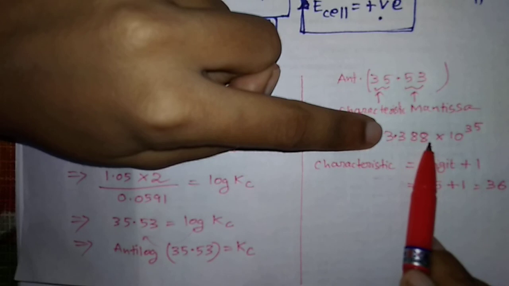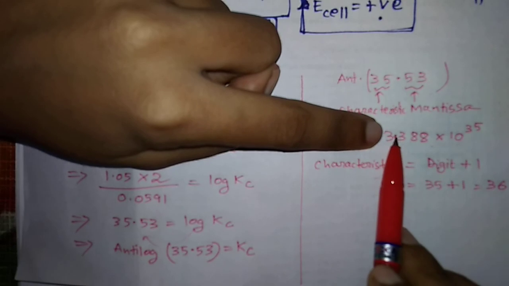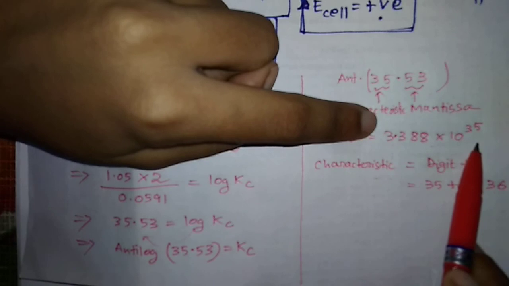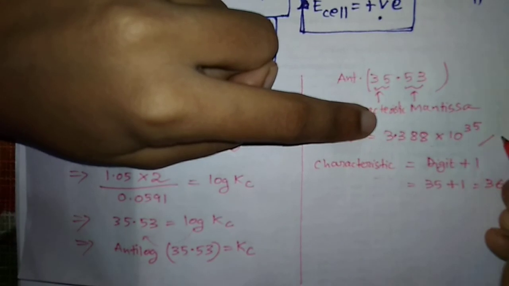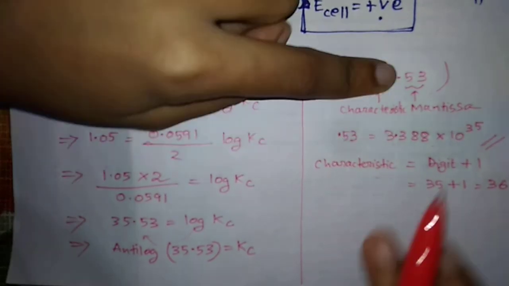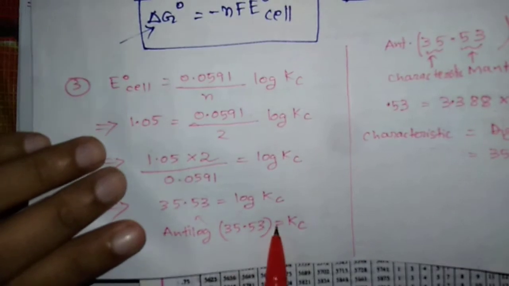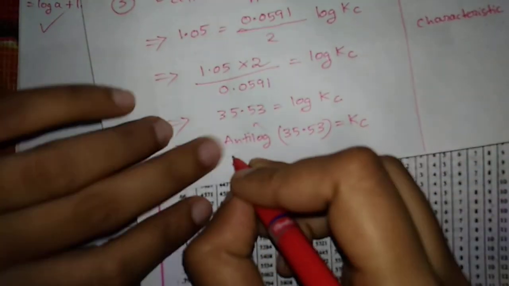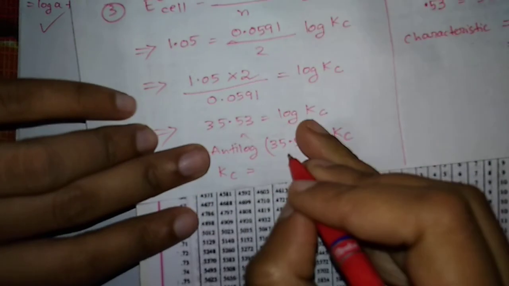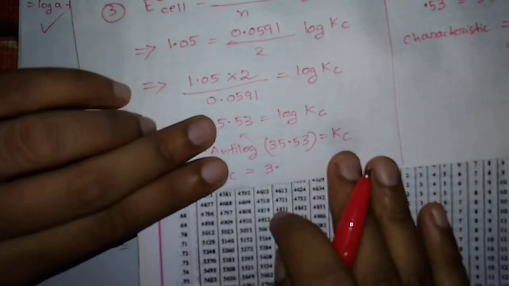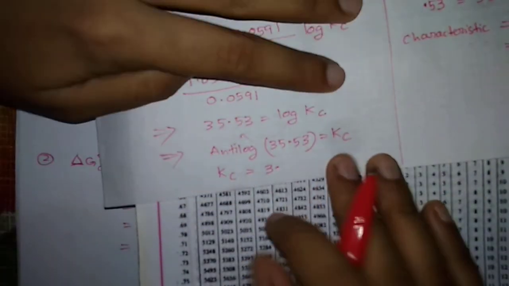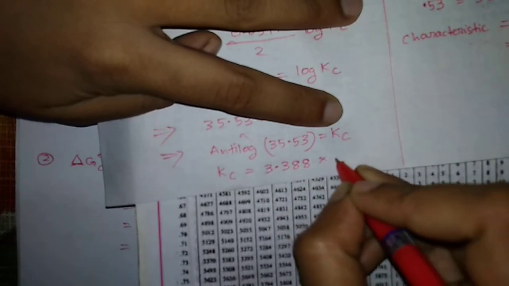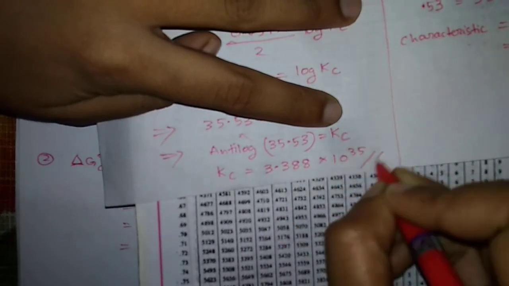Because it is not possible for us to put the decimal after 36 places, what I will do is put the decimal before 1 number and then I will put 10 to the power 35. This means the same thing. So this is the value of antilog of 35.53. Okay, so I'll show you another example for doing the antilog so that it will be clear. So as of now Kc value is coming to be 3.388 into 10 to the power 35. So this is the value of Kc.